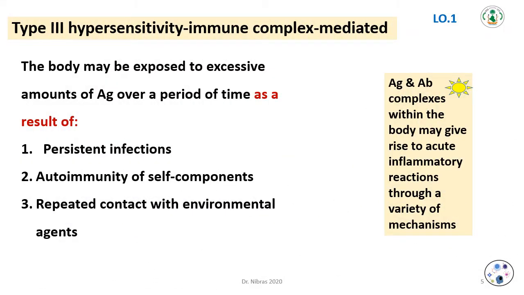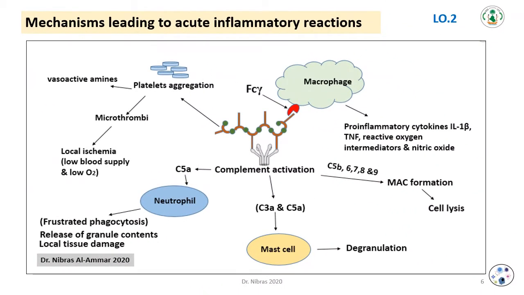Type 3 hypersensitivity, immune complex mediated. The body may be exposed to an excessive amount of antigen over a period of time as a result of persistent infections, autoimmunity to a cell component, or repeated contact with an environmental agent. Antigen and antibody complexes within the body may give rise to acute inflammatory reactions through a variety of mechanisms. Mechanisms leading to acute inflammatory reaction.